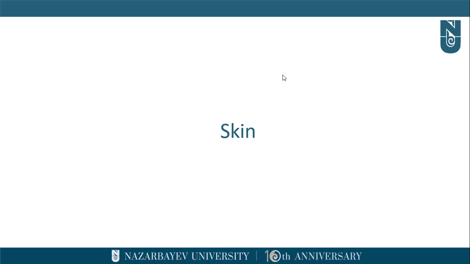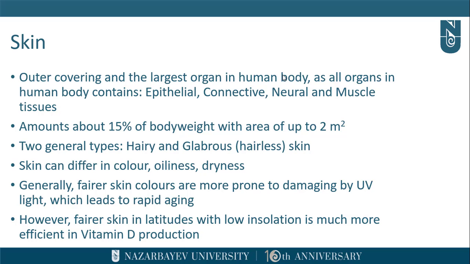So now let's talk about the first part of the integumentary system, that is skin. To start with, I would like to say that skin is the largest organ of the human body. Skin can have a surface area of up to 2 square meters, and it contains all four types of tissues: epithelial, connective, neural, and muscle tissues. And we can have two different types of it, hairy and hairless skin, in different parts of our body. And skin can be differentiated by its color, oiliness, and dryness.